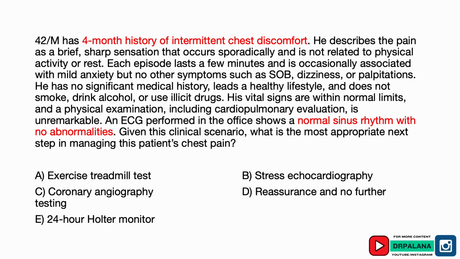Here's a 42-year-old male with a 4-month history of intermittent chest discomfort. He describes the pain as a brief, sharp sensation that occurs sporadically and is not related to physical activity or rest. Each episode lasts a few minutes and is occasionally associated with mild anxiety, but no other symptoms, such as shortness of breath, dizziness, or palpitations. He has no significant medical history, leads a healthy lifestyle, and does not smoke, drink alcohol, or use illicit drugs. His vitals are all within normal limits, and a physical examination, including cardiopulmonary evaluation, is unremarkable. An ECG performed in the office shows a normal sinus rhythm with no abnormalities.